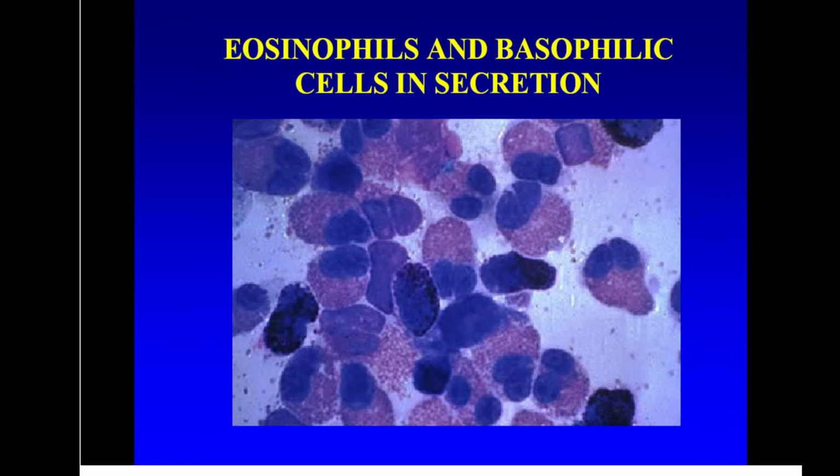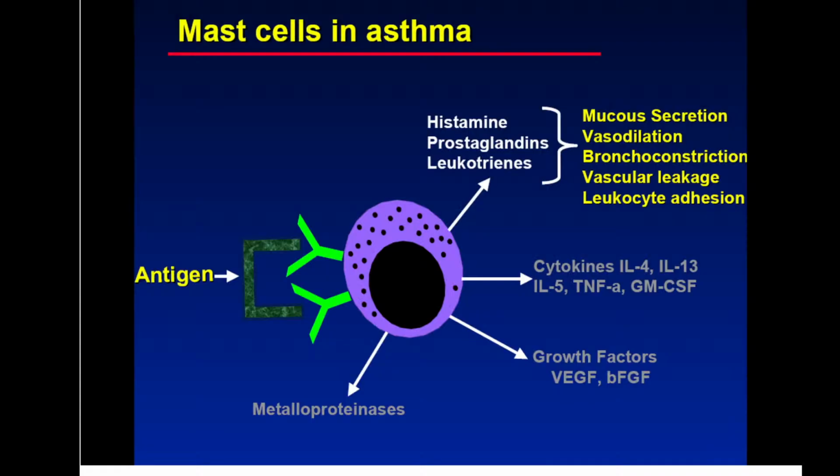Eosinophils and basophilic cells in secretion. So I would like to give, as one example of a type 1 reaction, asthma. Allergic asthma, atopic asthma, is one of the classical examples of a type 1 reaction. So I would just like to note it in some tables and pictures.